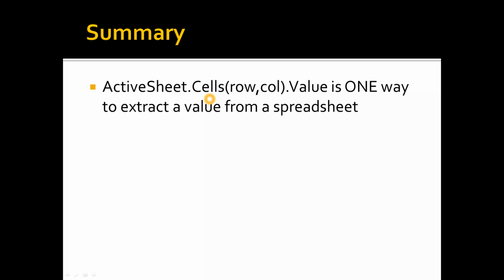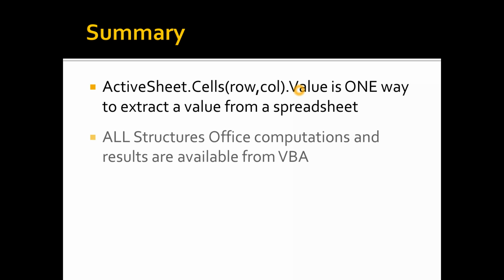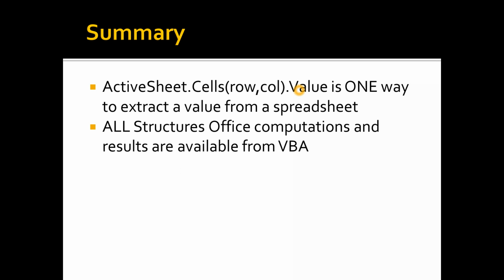So to summarize, we use the active sheet cells routine to pull values from the spreadsheet. Active sheet is the one you're currently on. Of all the cells, we gave a row and column number and then got a value out of that cell to use in the parameterization of the script. All the computations that you do in Structures Office are available through VBA. So anything you see Structures Office doing, you can include in your Excel spreadsheet.